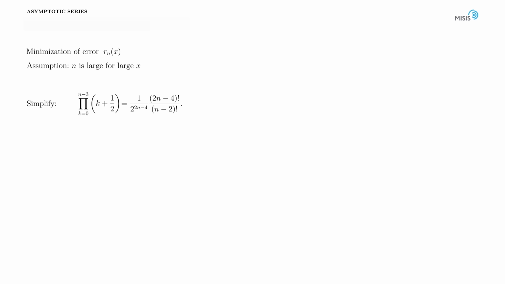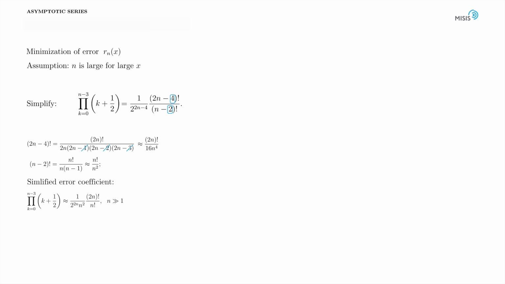Now, keeping in mind that we will need large n in the end, we use Stirling formula for both of them. But before we even resort to Stirling formula, let us get rid of the additional 4 and 2 in the numerator and denominator of our expression, keeping in mind that n is large. We do the following simple thing. We represent the 2n minus 4 factorial as a following ratio, and simplify it using the largeness of n. Next, we do the same thing with n minus 2 factorial. So we have a simpler version of our initial factorial coefficient in the error term.